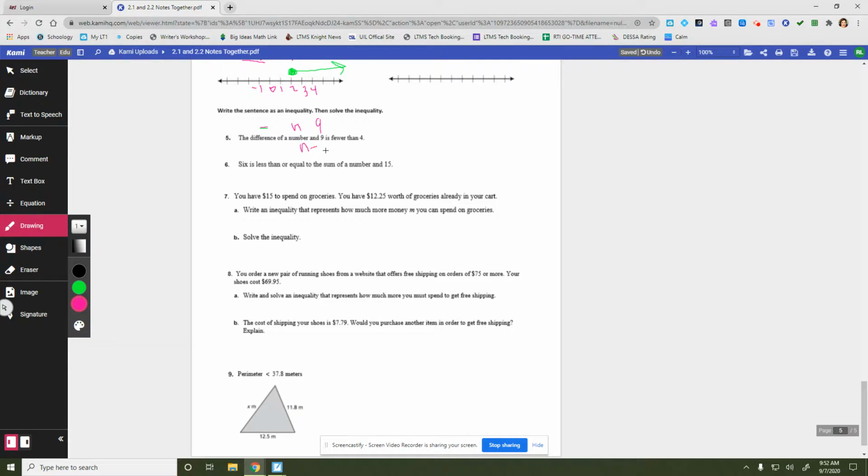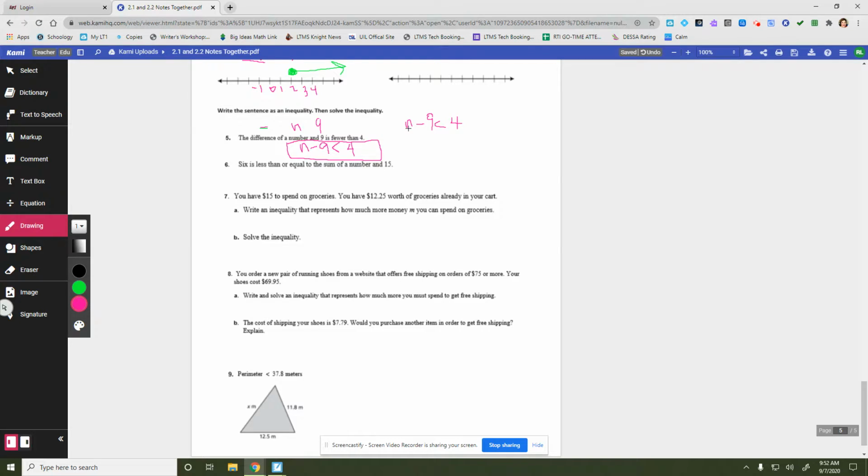That means a number minus 9, so difference means subtraction, and number and 9, is fewer than, that means less than, and then 4 on the other side. So this is a mathematically symbolic way of writing the same thing that they had up there in English. So that was step number 1, to write the inequality that represents the situation. And then it said solve that inequality. So now we'll take this n minus 9 and we will solve that.